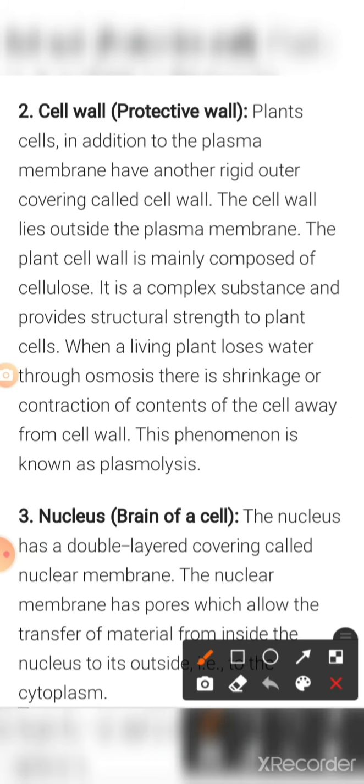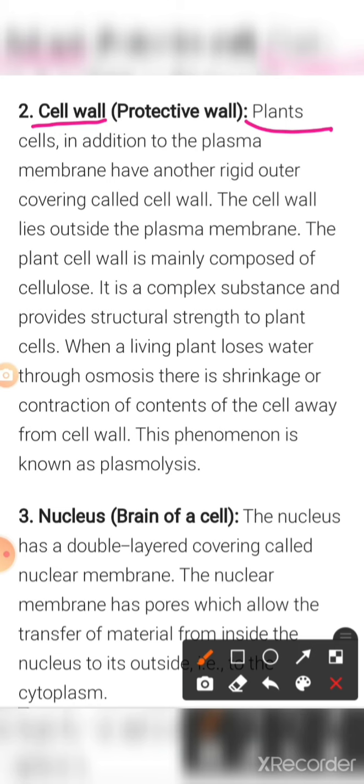So, let's start. Today, we will learn about the cell wall first. A plant cell, in addition to the plasma membrane, has another rigid outer covering called the cell wall. Students, if this is an onion cell, it has an outer covering, a protective wall for plants, and it gives a rigid structure. It gives structural strength to the plant.